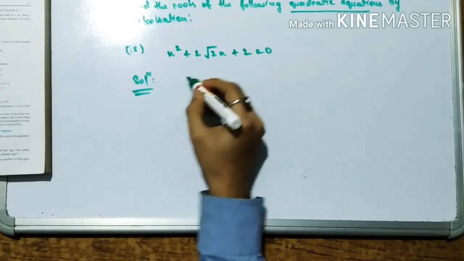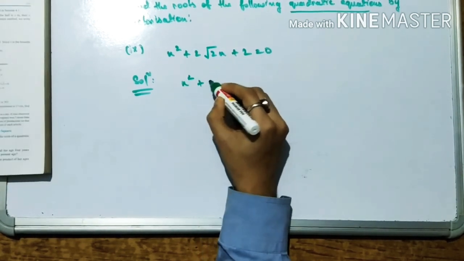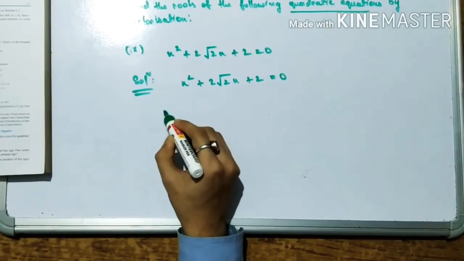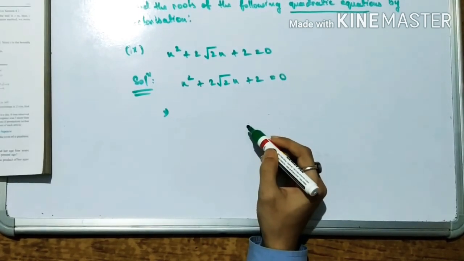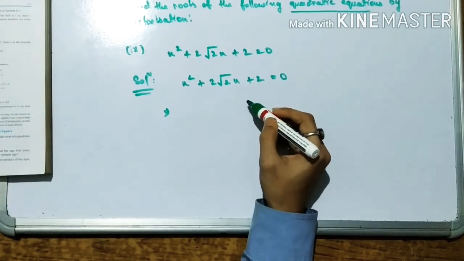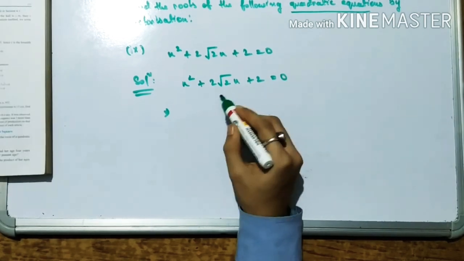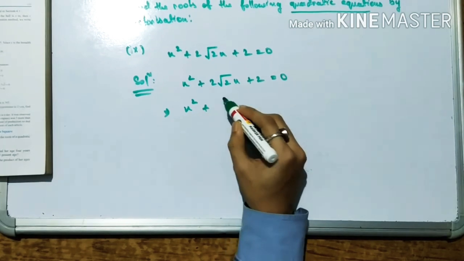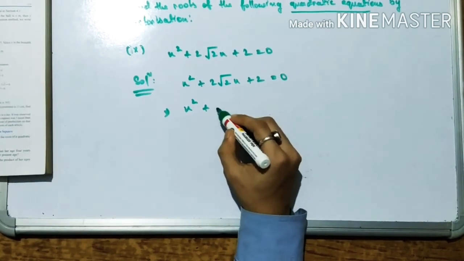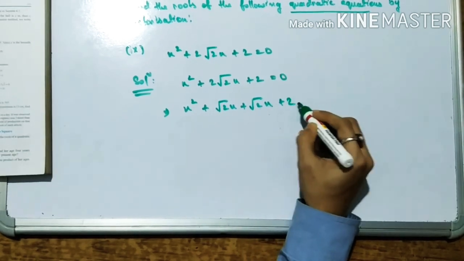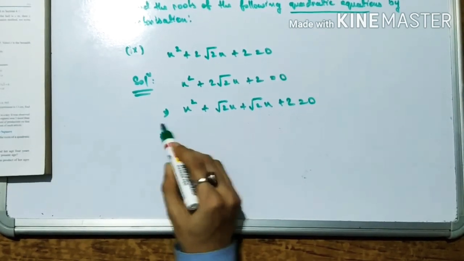Okay. So now in here you see x square plus 2 root 2x plus 2 is equals to 0. This one I can write as x square plus root 2x plus root 2x plus 2 is equals to 0. Yes, I can write it in this way.